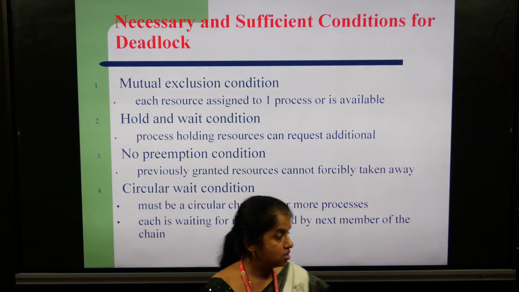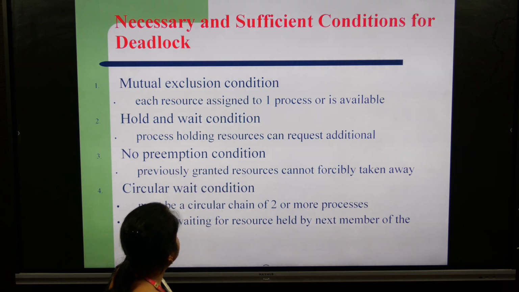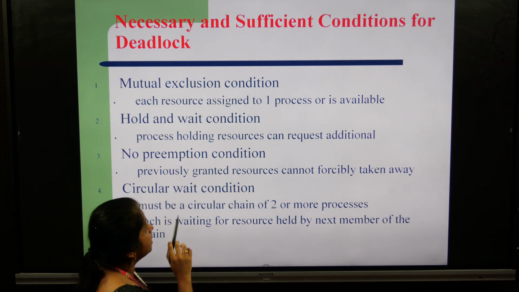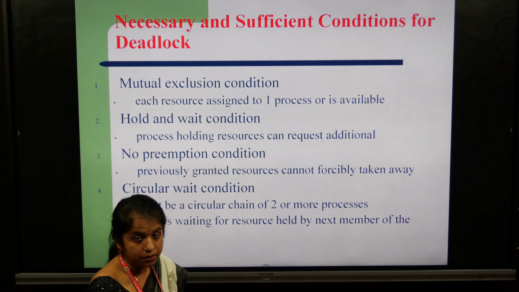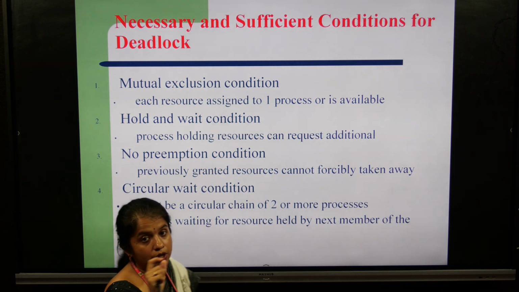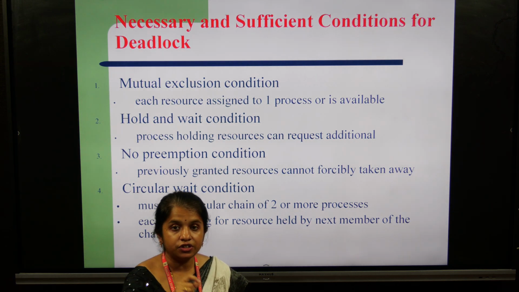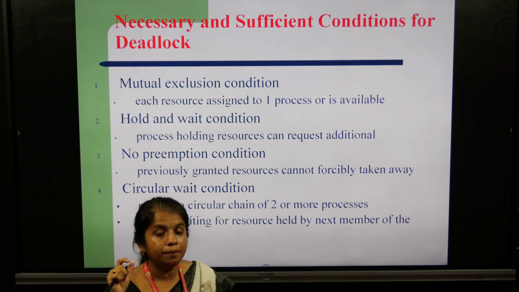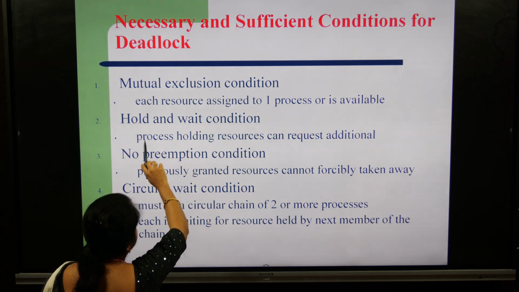Then here we have a few necessary conditions to check whether the process or the resource is in deadlock or not. The first is mutual exclusion. Here each resource assigned to a process is available to that one process only. Whichever process requests the resource, it will be available. That is called mutual exclusion.